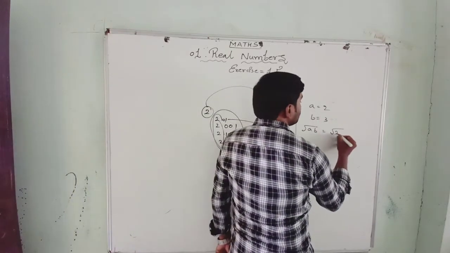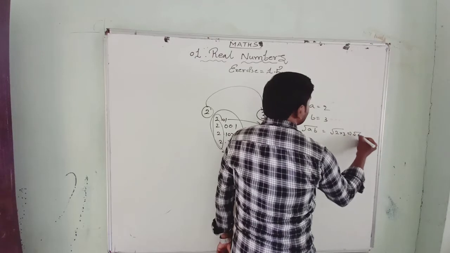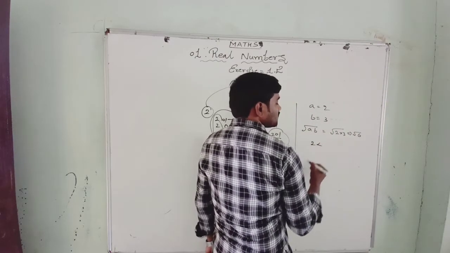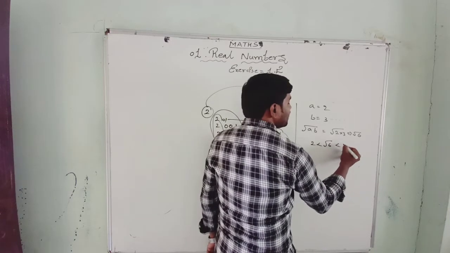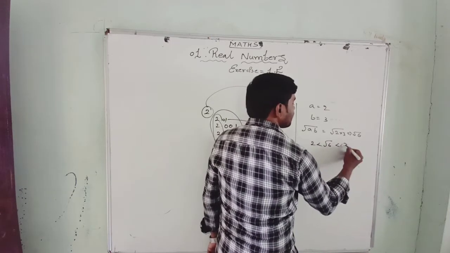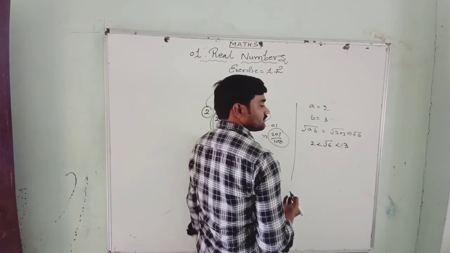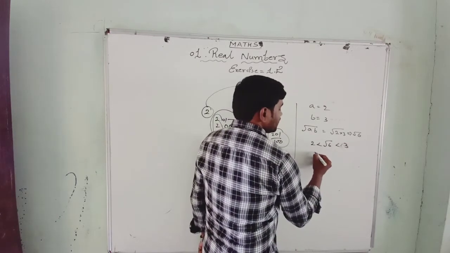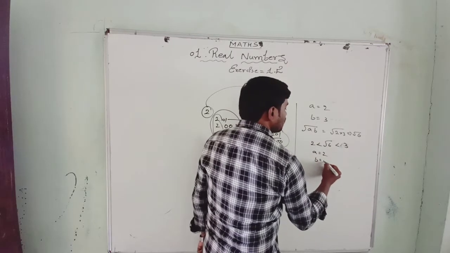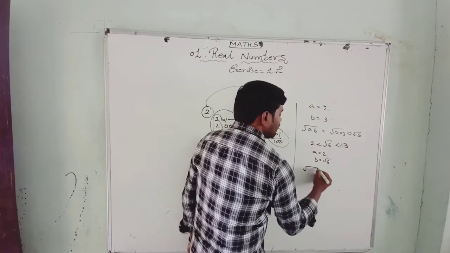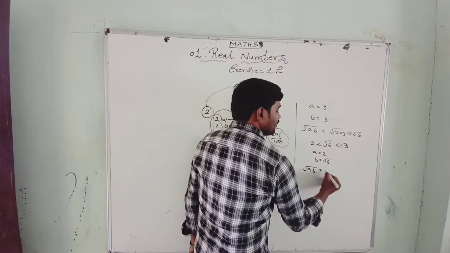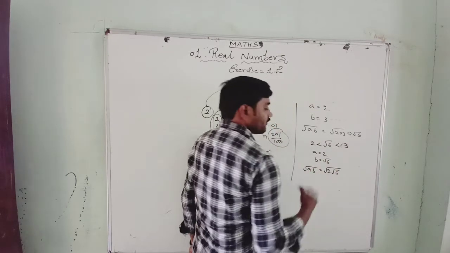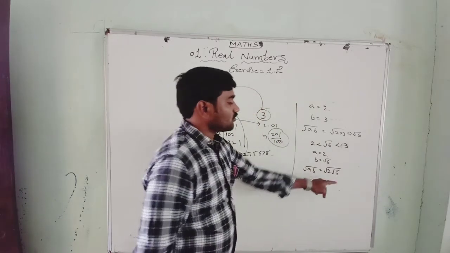Suppose under root of 2 into 3, that equals under root of 6. Root 6 will be between 2 and 3. Root 6 is greater than 2 and less than 3. Then you take these two numbers also. Now A equals 2, B equals root 6. Let's go for the under root of AB formula. Under root of AB formula in the sense, under root of 2 into root 6.